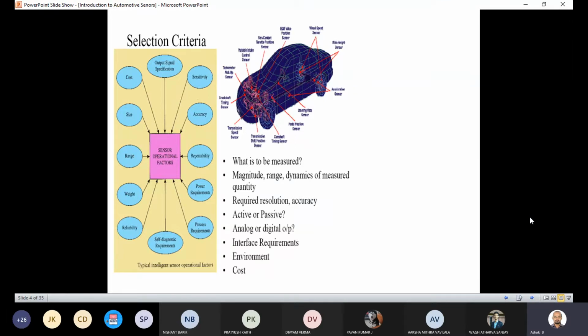That is what we call sensor operational factors. It will vary with cost, weight, size, accuracy, repeatability. These are the different factors which need to be considered before selecting any sensor.